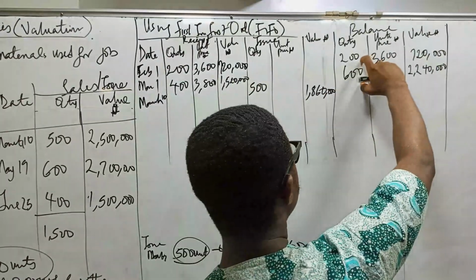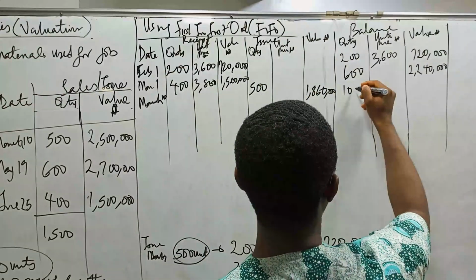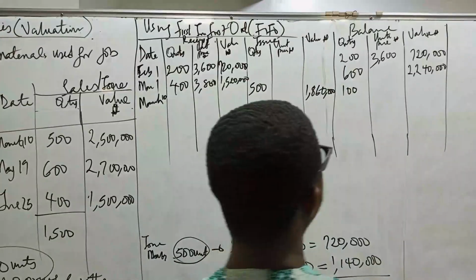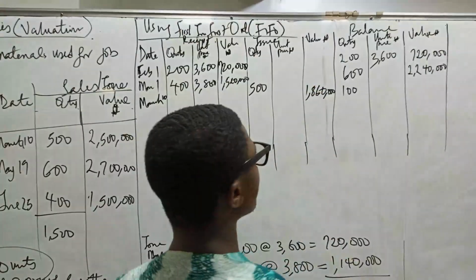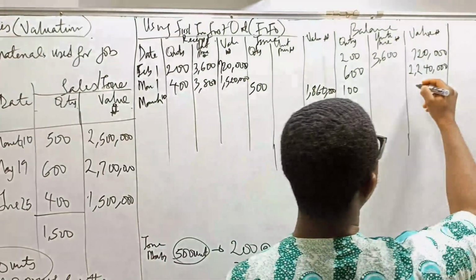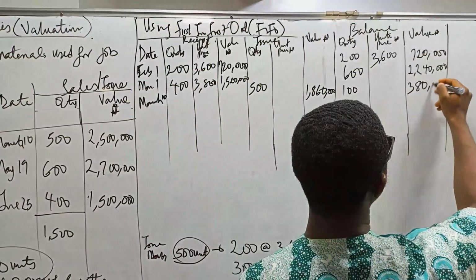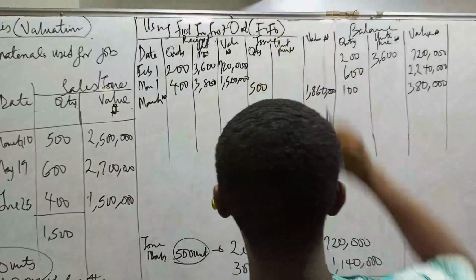Remember that it will have an effect on our balance. We had a balance of 600 units. We have issued 500 units. 600 minus 500, we have 100 units. Now subtracting 1,860,000 from 2,240,000, we have a balance of 380,000 naira after issuing this.